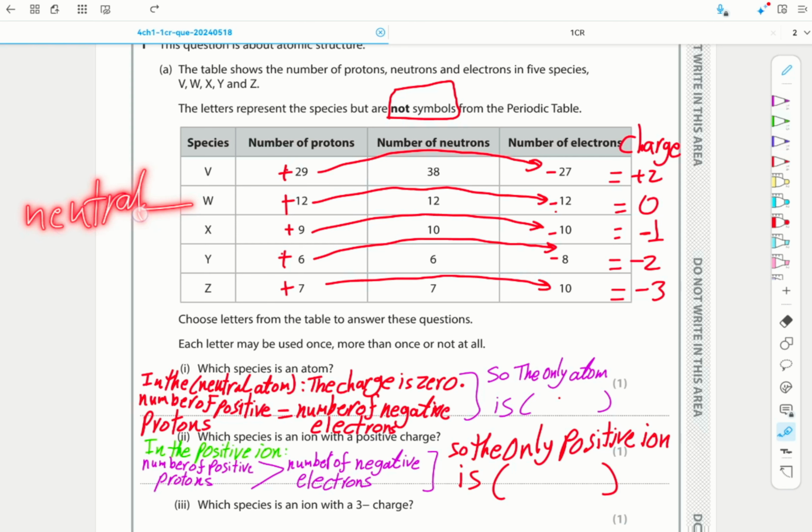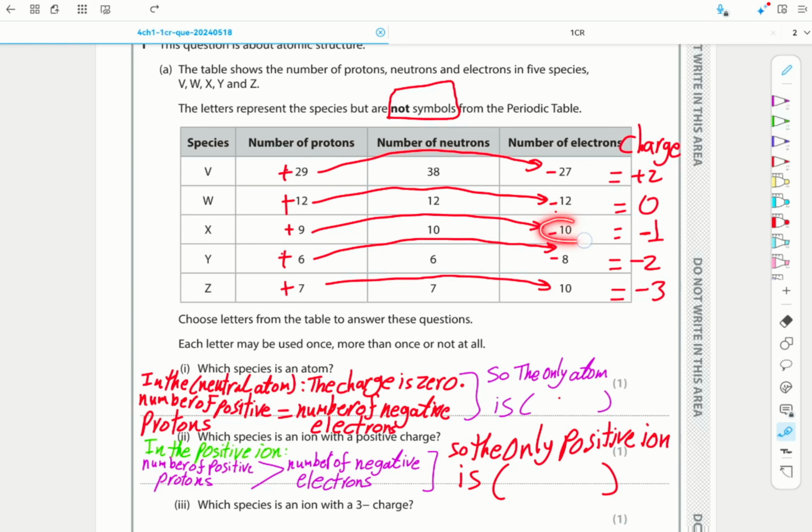What do we mean by a neutral atom? As we said before, a neutral atom is an atom in which the number of protons is equal to the number of electrons. And we have X, as we said before, with 9 positive protons and 10 negative electrons.